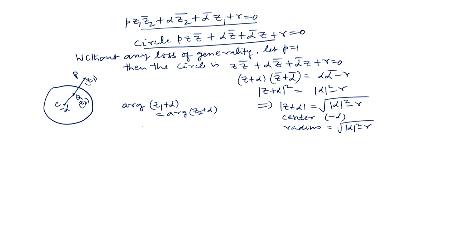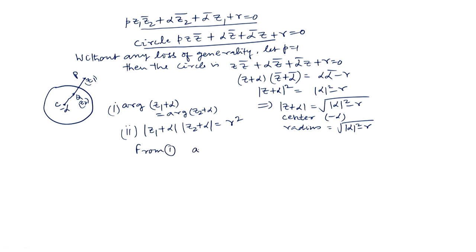And moreover, let this be C, then CP into CQ equals radius square. That means modulus of (z1 plus alpha) into modulus of (z2 plus alpha) is equal to radius of the circle square, that is, r square. So there are two conditions: condition number 1 and condition number 2.